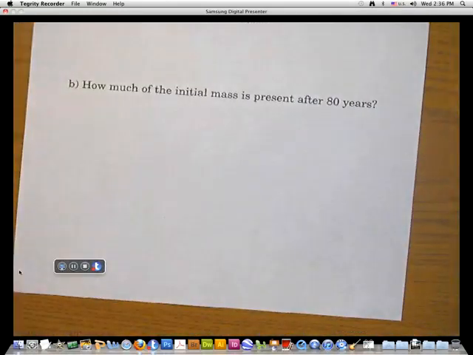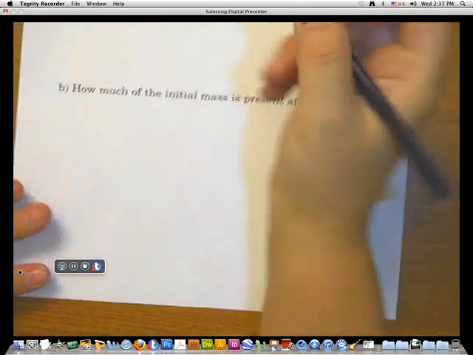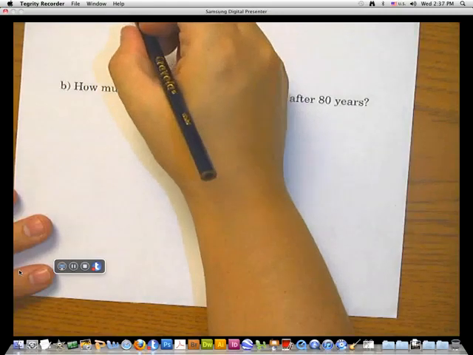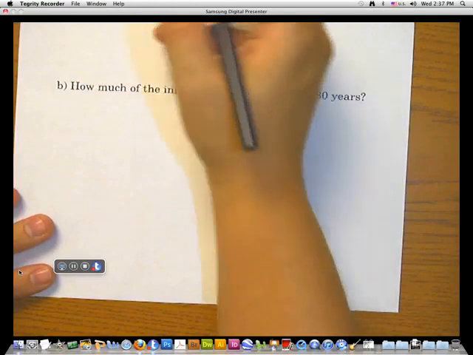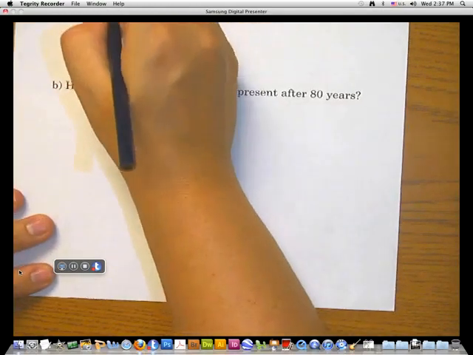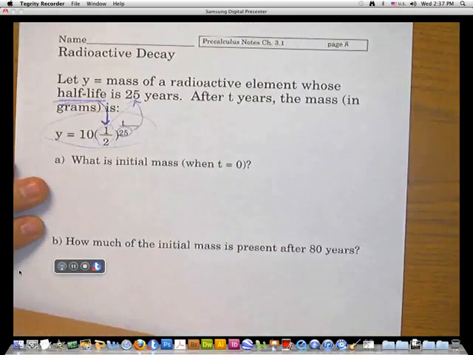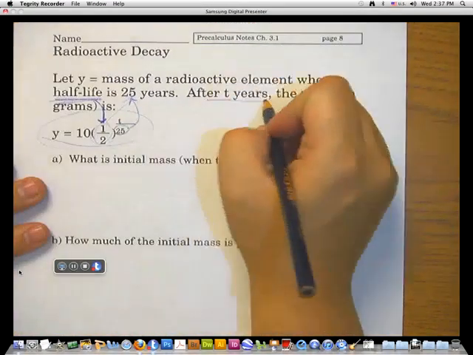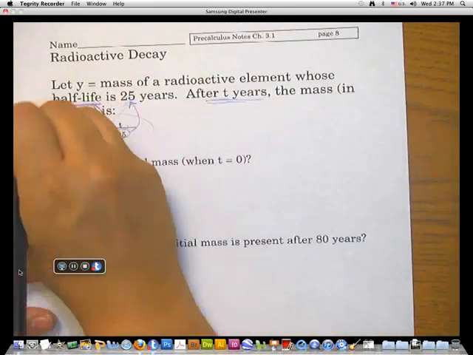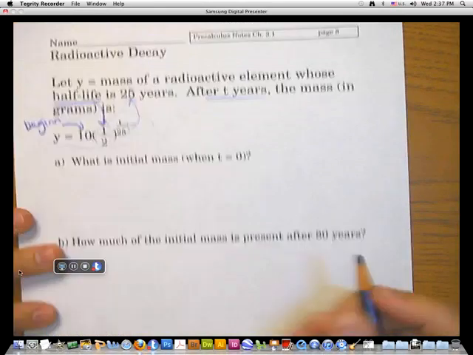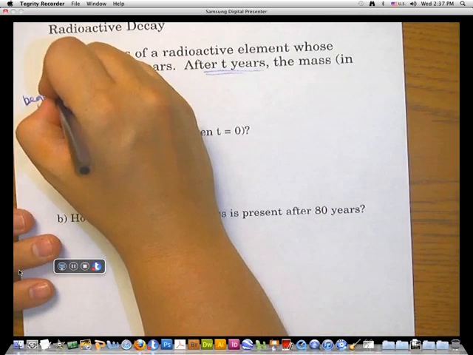All right, radioactive decay. They give us a formula of what the decay is. They say the half-life is 25 years. So that's what this half comes from. The half is the half-life right here. The 25 comes from what's given in there. T is years. And then the 10 is actually our beginning amount. And you'll see why here in a minute.